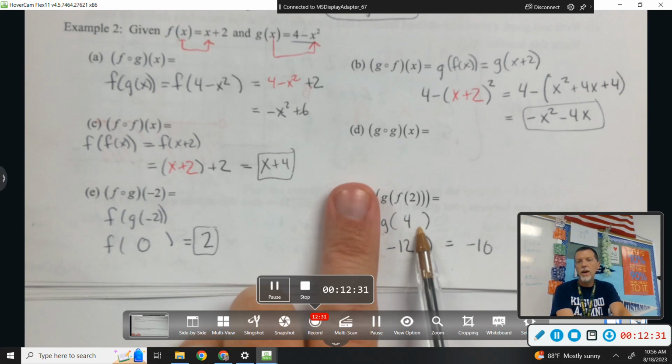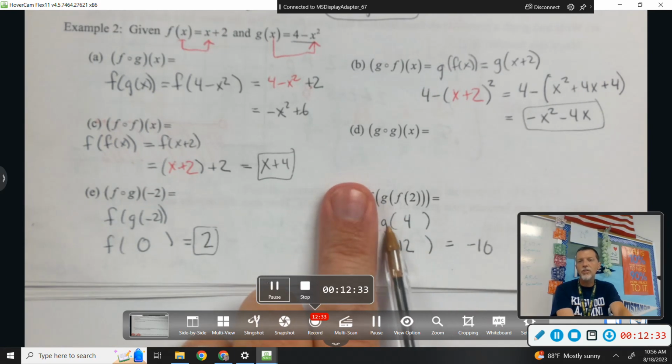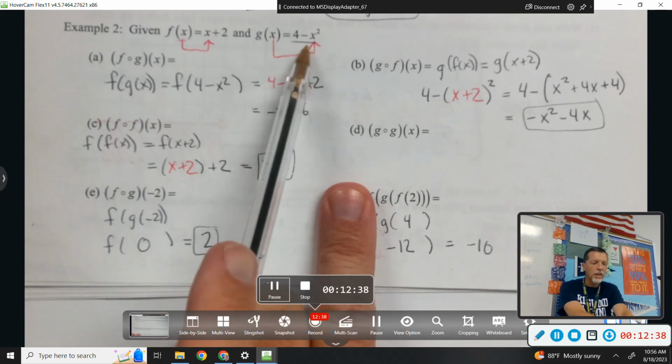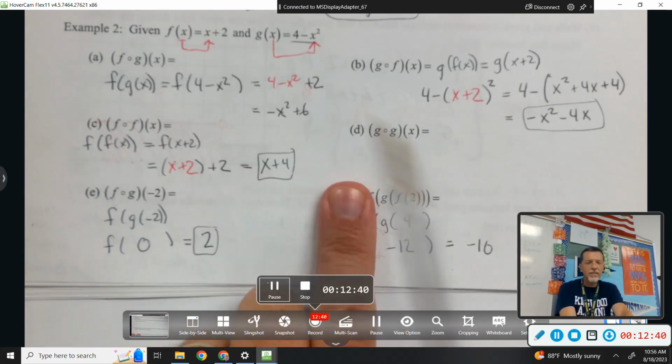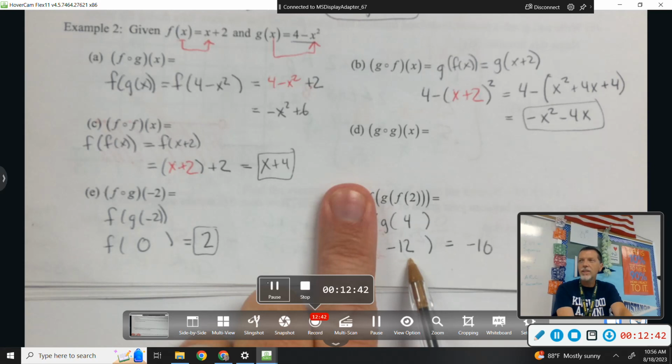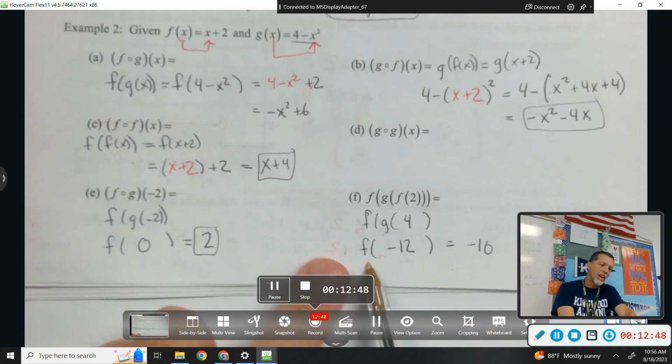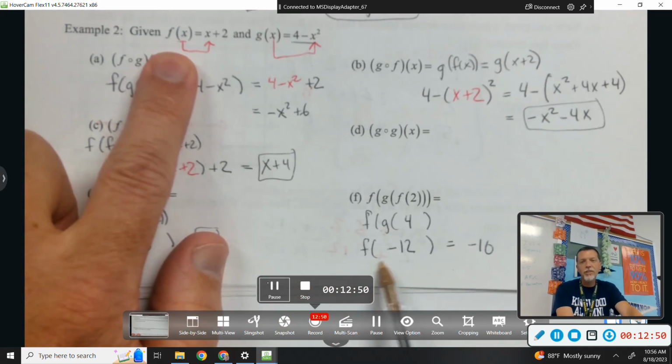All right, well, we back up one step. Now I want to find g of 4. So I go to the g function. I plug in 4. 4 minus 16 is negative 12. So I'm going to replace g of 4 with negative 12. But then negative 12 becomes the input to the f function. So I go to the f function and I plug in negative 12.